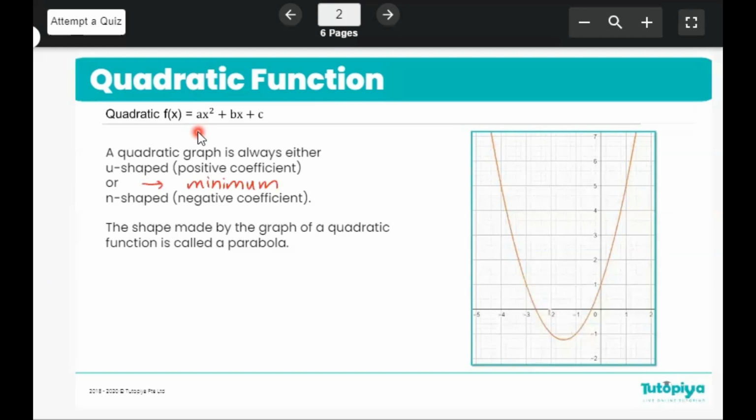On the other hand, if the value of a, that's the coefficient of our x squared, is instead negative, then we would end up with an N-shaped graph, which is also known as a maximum curve. So the curve would look something like this, and this is known as a maximum curve. And we say it's a maximum curve because it has a vertex that's a maximum.